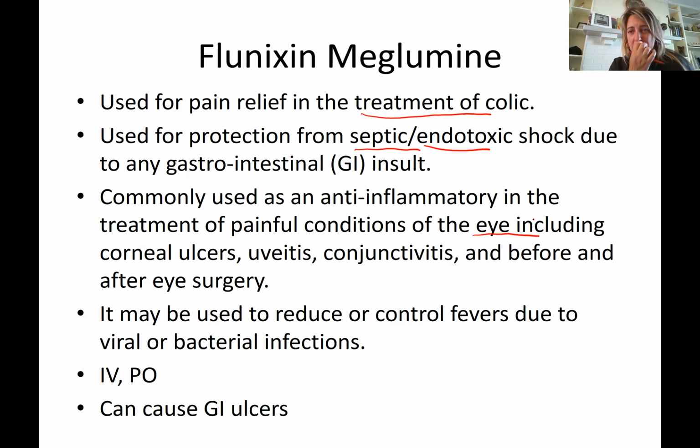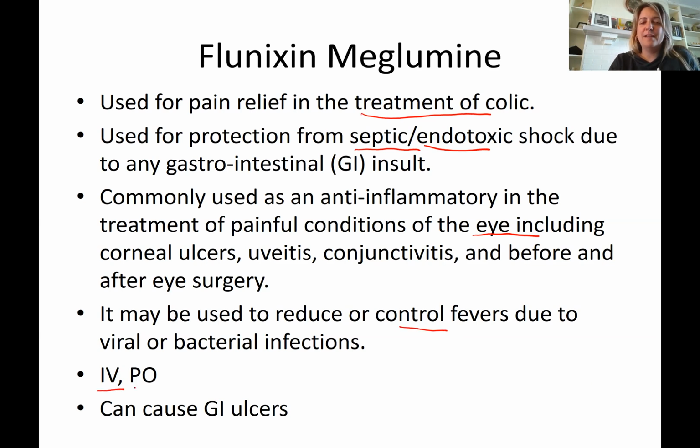I think it's important that I mention that any problem that the horse has in the eye is an emergency. The eye of the horse can deteriorate really, really quickly. And if the horse has any kind of inflammation, cloudiness, or swelling on the eye, it is an emergency. A veterinarian needs to be called, because the horse can lose its eyesight very, very quickly. So it is always an emergency. But Banamine, in the case of corneal ulcers, uveitis, conjunctivitis, before and after eye surgery, is the drug of choice. It can be used also to control fevers.